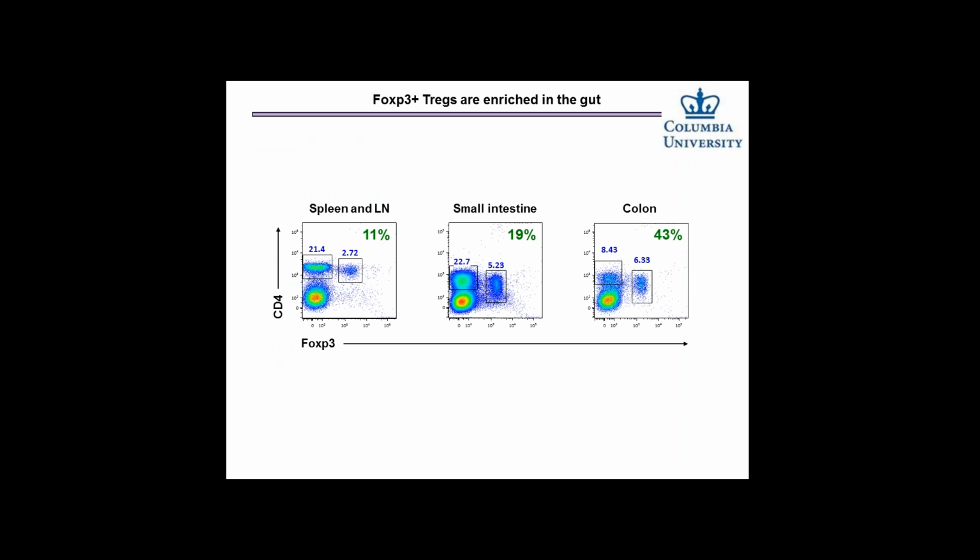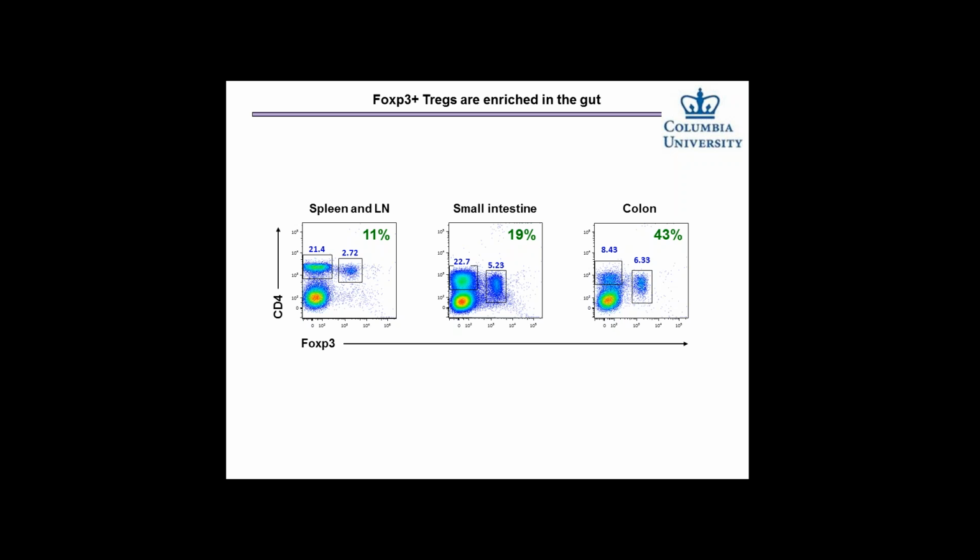And of course, we know that regulatory T cells are important in the intestinal environment. They're important suppressors and controllers of inflammation, simply because of the fact that there is such high antigenic load, and under steady state they need to control immune responses. And this just shows you that regulatory T cells, which are labeled here by the expression of a transcription factor, FOXP3, are present in all tissues.